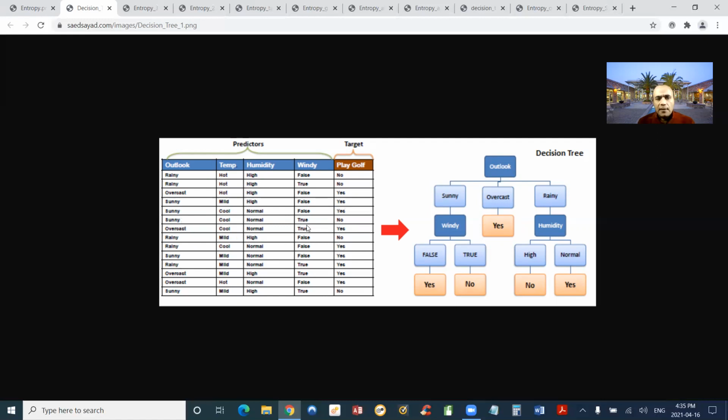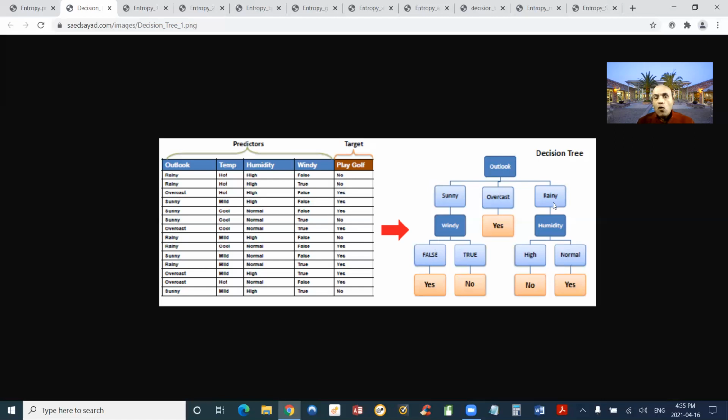And then sunny, true, windy, you got no. Then you have sunny and false, you got yes. You have sunny and true, you got no. This is not pure anymore. You can see some yeses and you can see some no's. And it depends on whether the windy condition is true or the windy condition is false. So we basically need to analyze that.